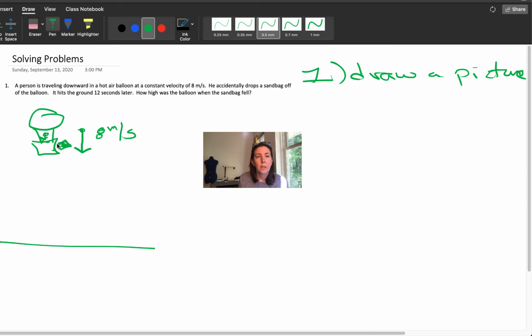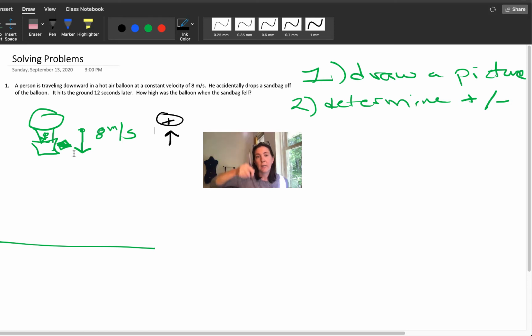Okay. Now that we've drawn the picture, we need to make a coordinate system. So determine which way is positive and which way is negative. So I'm going to say that up is positive and down is negative. Once we've done that, we can then decide that because it's traveling down, this sandbag will have a speed of negative 8 meters per second, or a velocity of negative 8 meters per second.